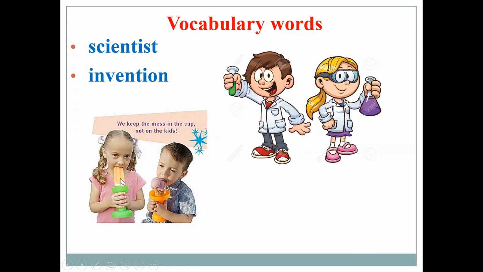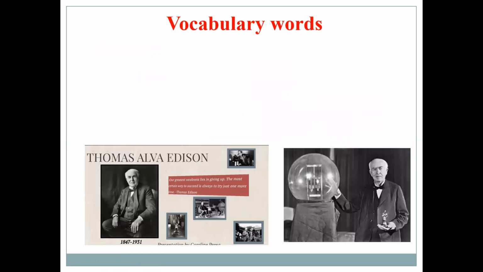What is this? This is an invention. What do you see in this picture? Two kids are eating ice cream and they have a lovely little gadget to make sure that the ice cream is not dripping. When you eat ice cream at McDonald's, what happens? Your hand becomes all dirty, correct? But this gadget is an invention in order to ensure that the ice cream does not spill. Let's look at it in more detail.